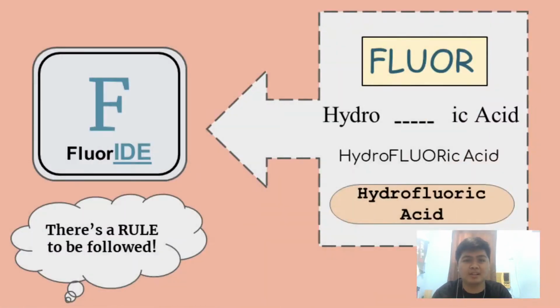In naming an acid, there's a rule to be followed. If the negative ion's name ends with the letters IDE, we will take away the IDE, like in our fluoride. Then after that, we will put fluor between hydro and IC, and it will be hydrofluoric acid. If you follow these steps, you will now be able to name acids.